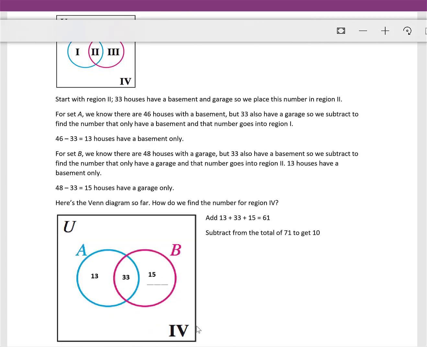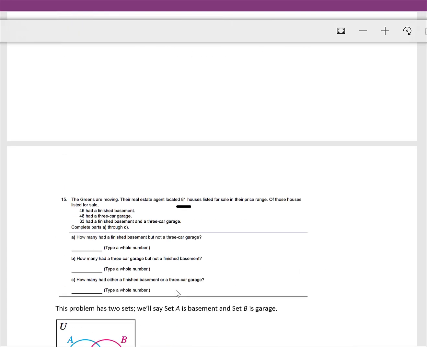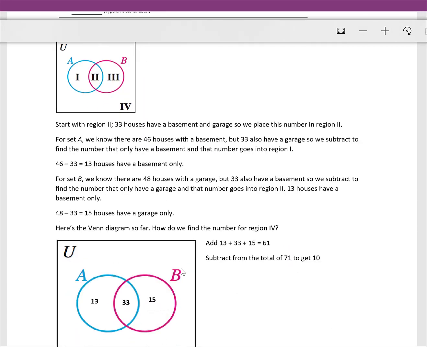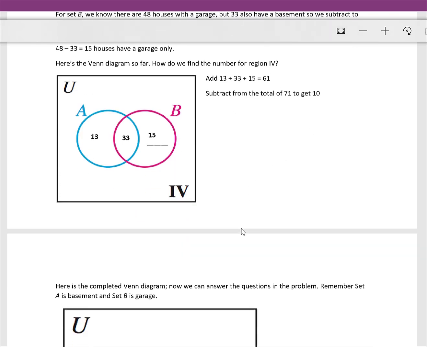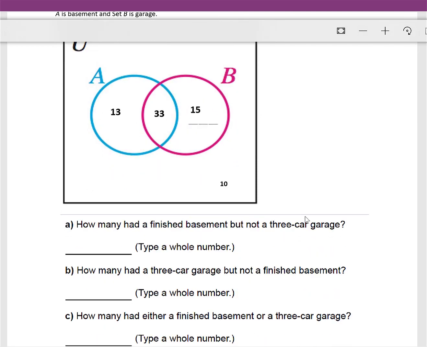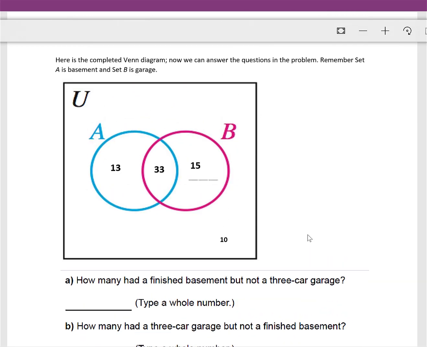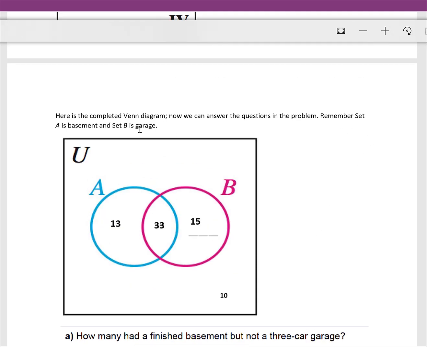So here's my Venn diagram so far. Then I need to know how many don't have either one. If you remember back up here, it told us there were 81 houses total. If I add these three numbers together, I get 71. So I have a 10 back here for region number 4. So here's my completed Venn diagram. So how many houses had a finished basement, not a 3-car garage? And remember, set A is basement and B is garage.